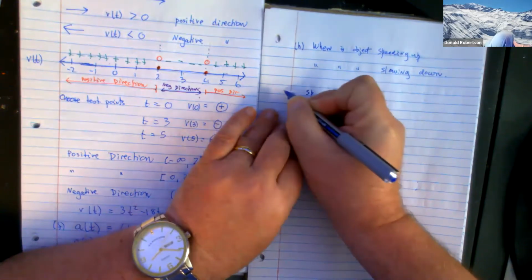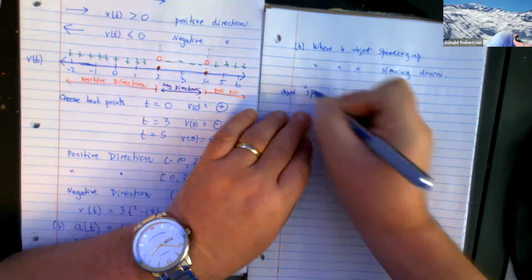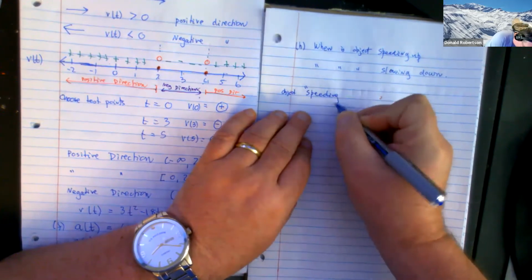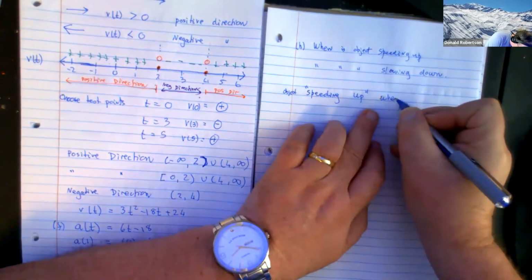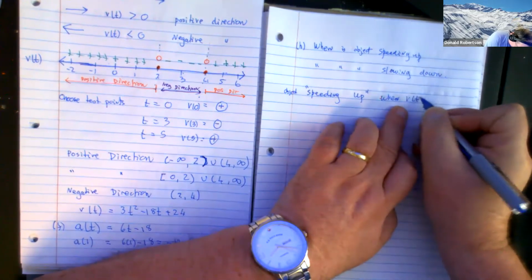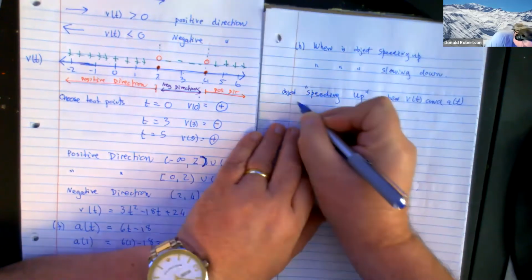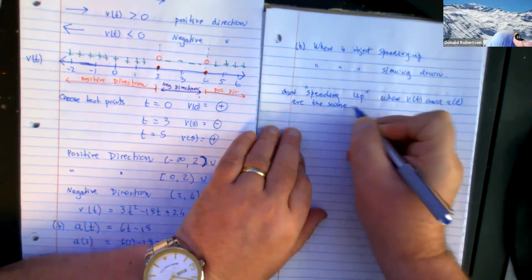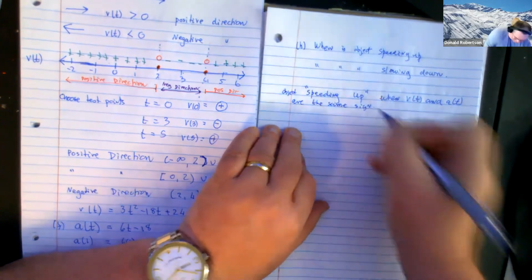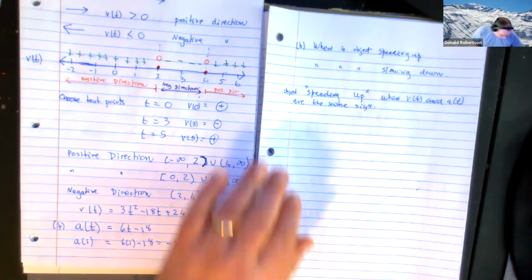An object is speeding up when the velocity and the acceleration are the same sign. That means when they are both positive or when they are both negative, it's speeding up. And it's slowing down then.